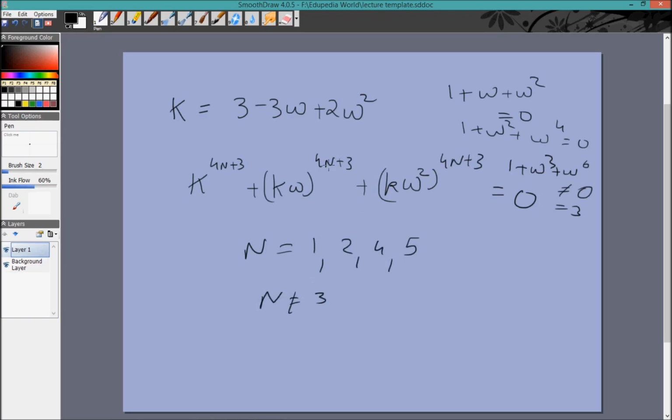If n is equal to 3, this becomes 15, right? So 1 plus omega to the power 15 plus omega square to the power 15, that is omega to the power 30, is not equal to 0. It becomes 3. But if we take this to be 14 and 28, then it does indeed become 0. Right? So the answer to this question, the C part, will be P, Q, S and T.